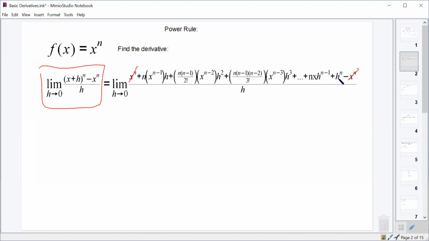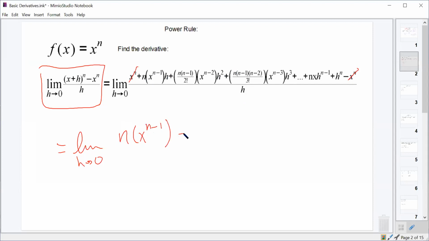Yeah, I think h can cancel out. They should all have an h, so we should be able to divide everything in the numerator by h. So n x to the n minus 1 times h should just become n x to the n minus 1.